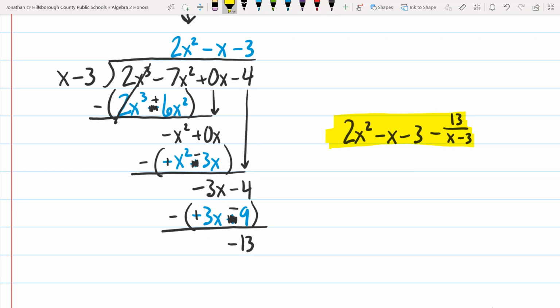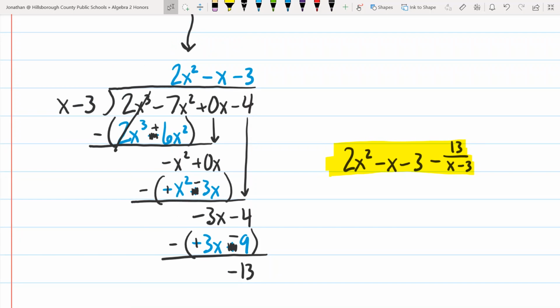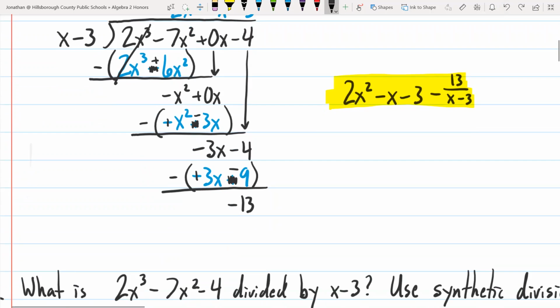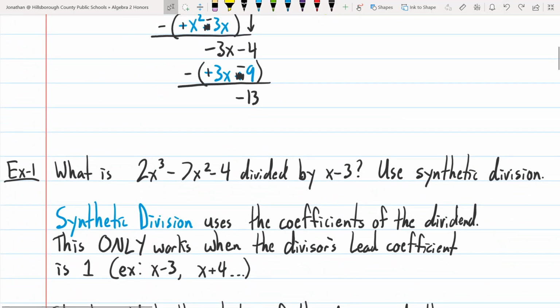I'm going to show you a bit faster way of doing this. I like this a lot, but this only works when the divisor has a lead coefficient of 1. And I'm going to restate that too. So, synthetic division. We're going to divide this same thing using synthetic division. So synthetic division uses the coefficients of the dividend. This only works when the divisor's lead coefficient is 1.